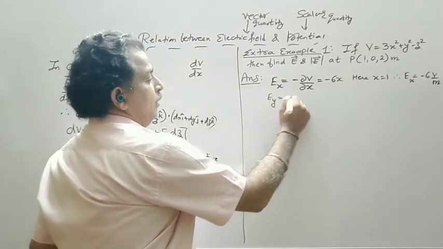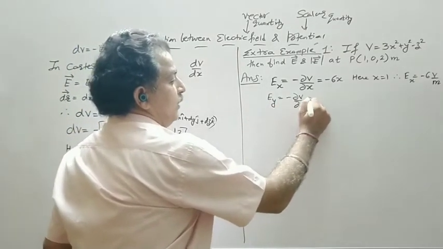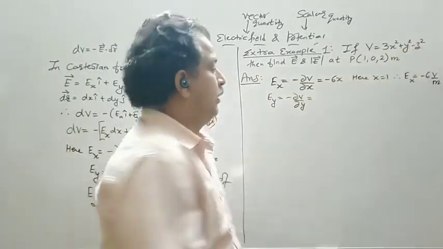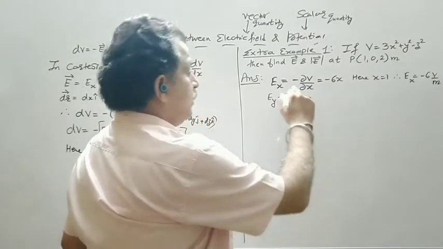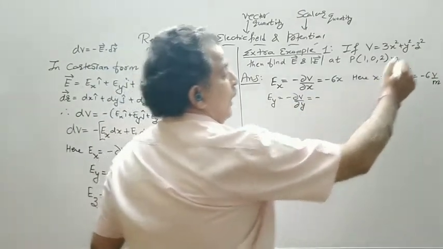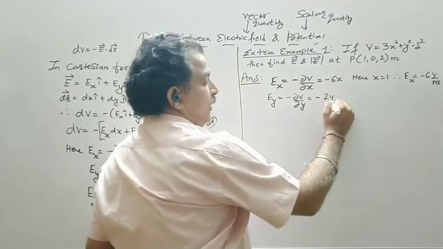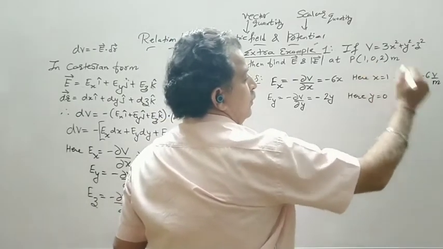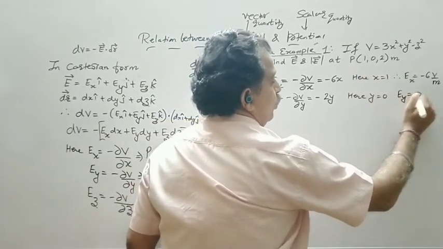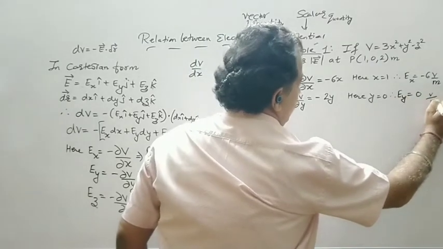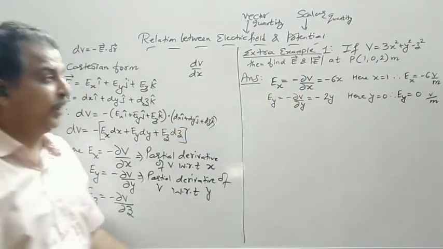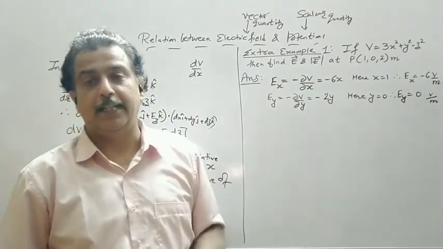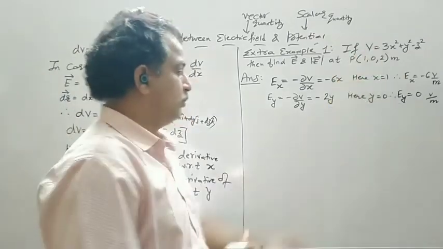Similarly Ey, so minus del V by del y. So now do the derivative with respect to y, other terms constant. So it comes out to be this minus sign and derivative of this, that is 2y. Here y is 0. So Ey is equal to 0 volt per meter. See, if you are moving in the xz plane, only the field along the x and z axis will contribute. The y component comes out to be 0.